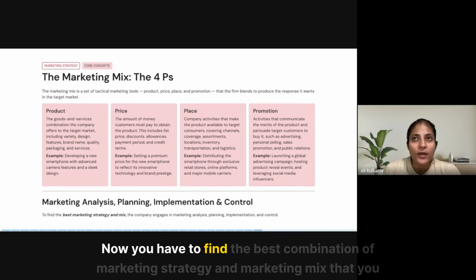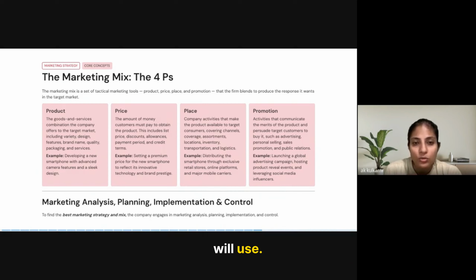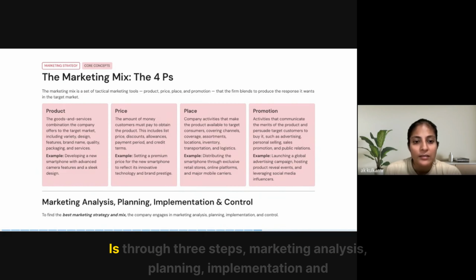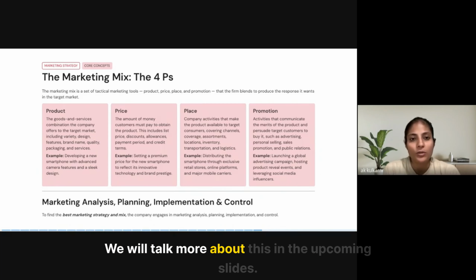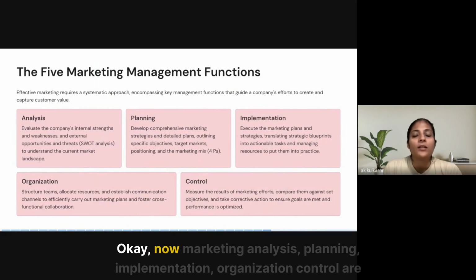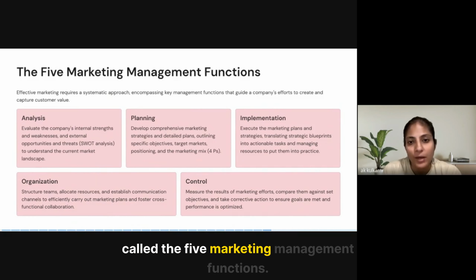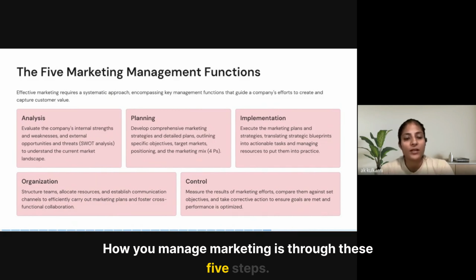Now, you have to find the best combination of marketing strategy and marketing mix that you will use. Correct? Now, how do you find the best combination? It is through three steps: marketing analysis, planning, implementation, and we will talk more about this in the upcoming slides. Okay. Now, marketing analysis, planning, implementation, organization, control are called the five marketing management functions. How you manage marketing is through these five steps.